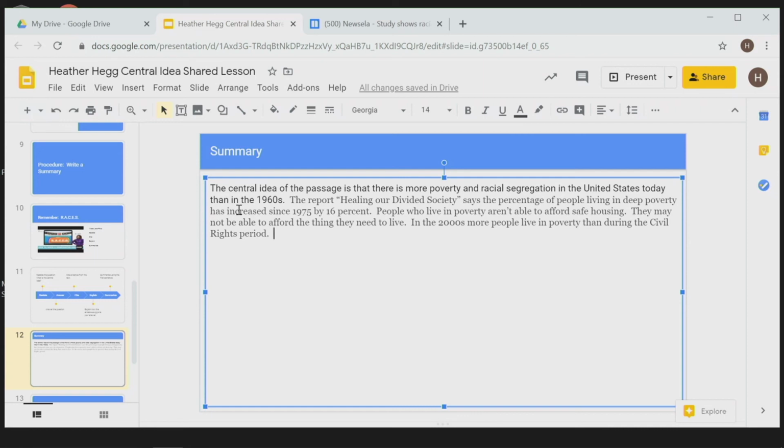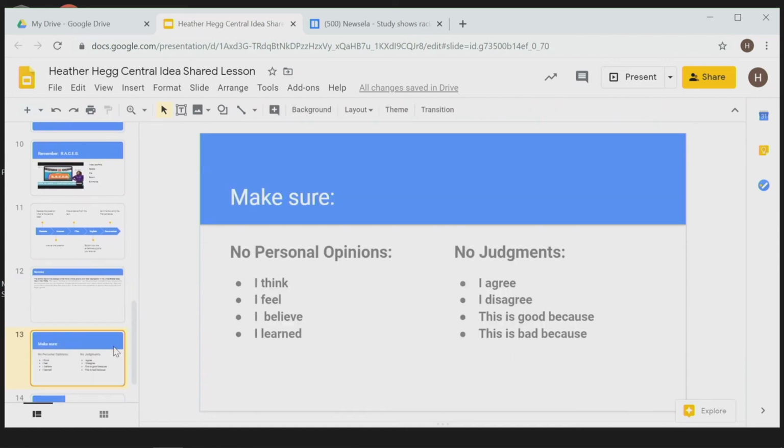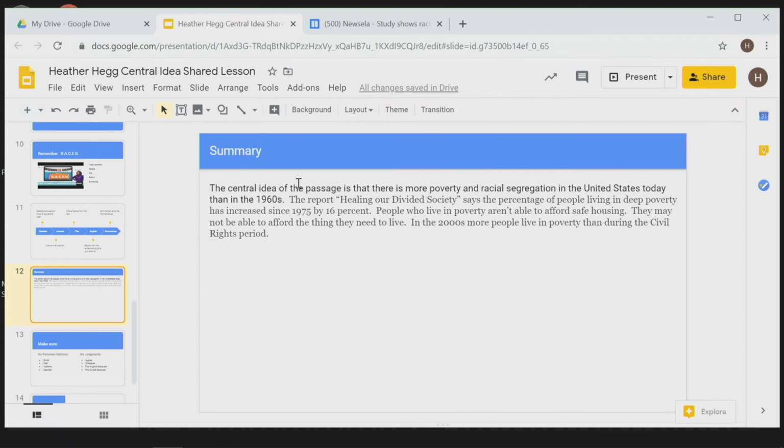Now, I didn't cite more than one piece of evidence. To write a summary, I would have to keep going. But I want to make sure you have a chance. So now, remember at the beginning when we said we're going to write a summary that was free from personal opinions and judgments. So I need to look back at, do I start any of the sentences with I think, I feel, I believe, I learned? Let's go back. No, I did not start any sentence with I. That's one of the things I always teach, is that if you have that I in your summary, that usually is an opinion.